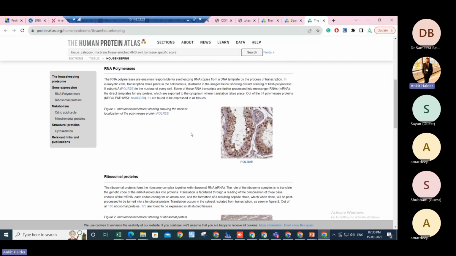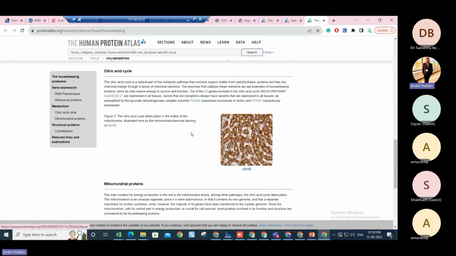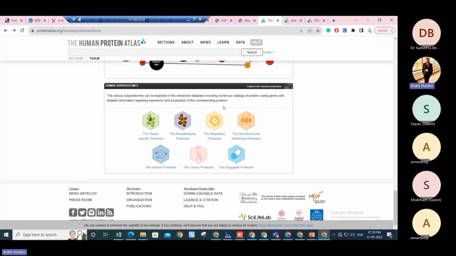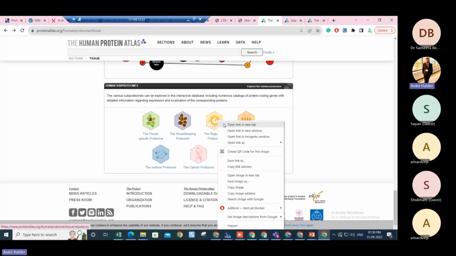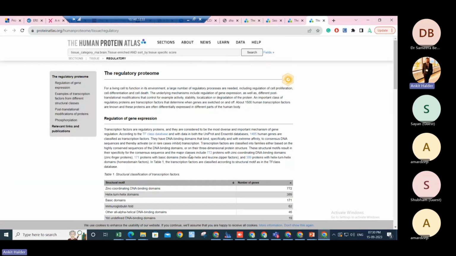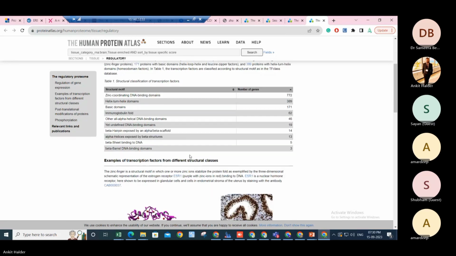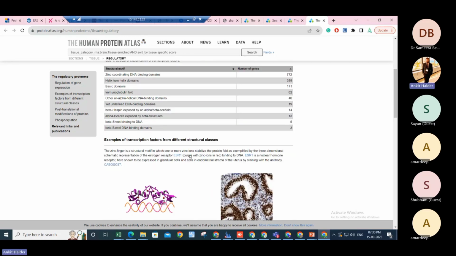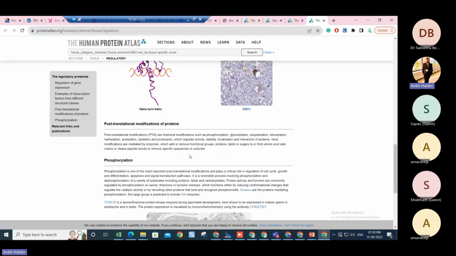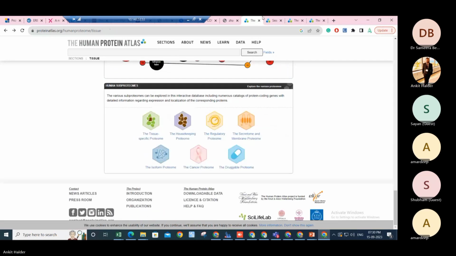So RNA polymerases, ribosomal proteins, all these things come under your housekeeping proteome. If you have a regulatory proteome, the regulation of your gene expression, examples are zinc finger, leucine zipper. All these things you all know, but you can go and find out their expression levels.